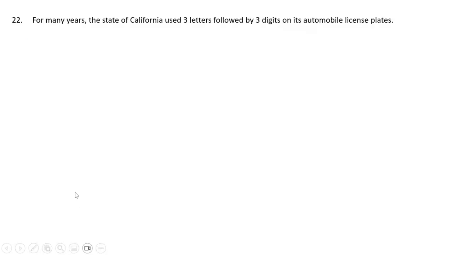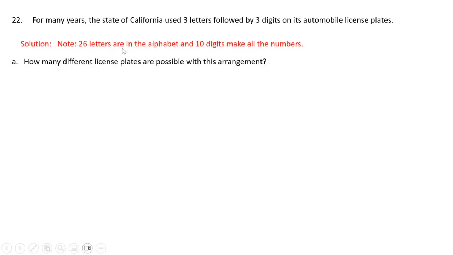Number 22. I believe we have 2 more slides to go. For many years, the state of California used 3 letters followed by 3 digits on its automobile license plates. So 26 letters are in the alphabet, and 10 digits make all the numbers. So these are my letters, and these are my digits.